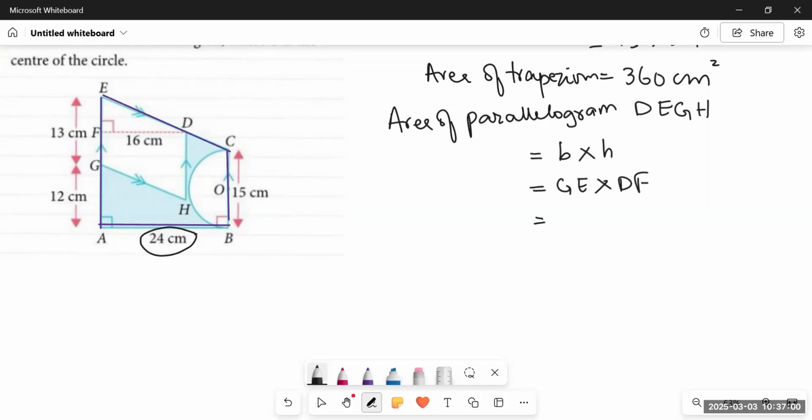So GE is 13 centimeters. Now you can understand why they have split the base AE into two parts, 13 and 12 centimeters, because we needed this base for the parallelogram, which is not the base of the trapezium. The bases of the parallelogram and the trapezium are not equal to each other. Therefore, they have split it into two parts. So it would be 13 multiplied by DF, which is 16 centimeters. When we multiply the two, we get the total answer, that is 208.